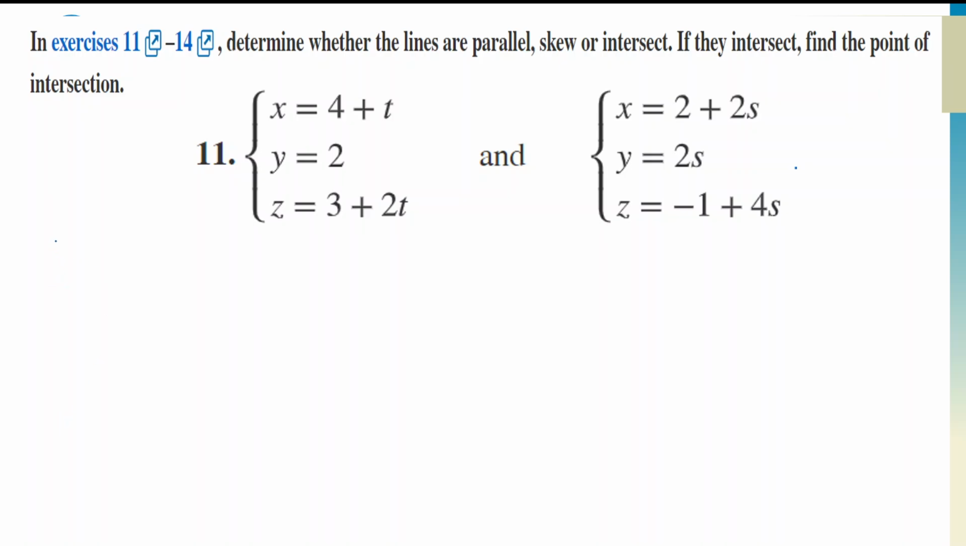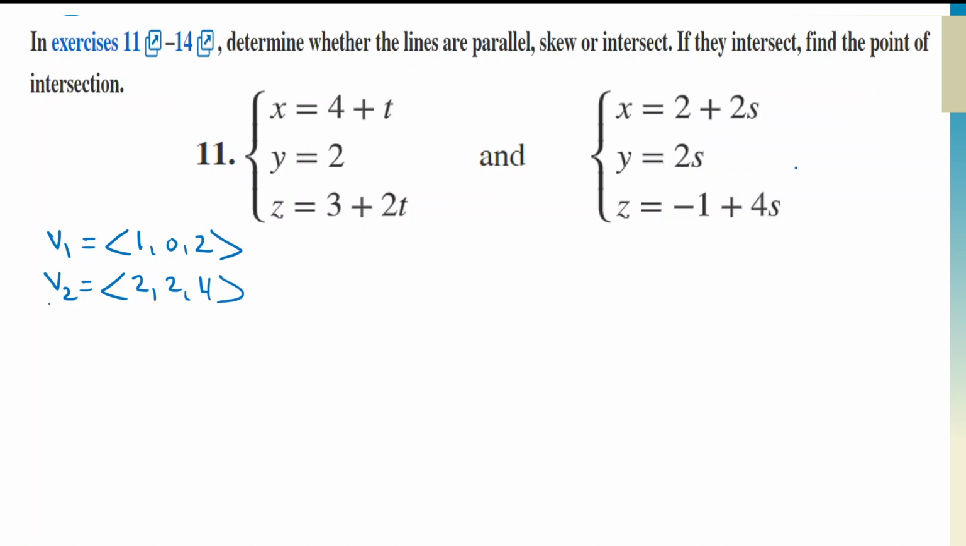So what's V1, which corresponds to the first line? Remember, we always take the coefficient of t. So it's 1, 0, 2. The second vector V2 is basically for the second line. So it's 2, 2, 4.